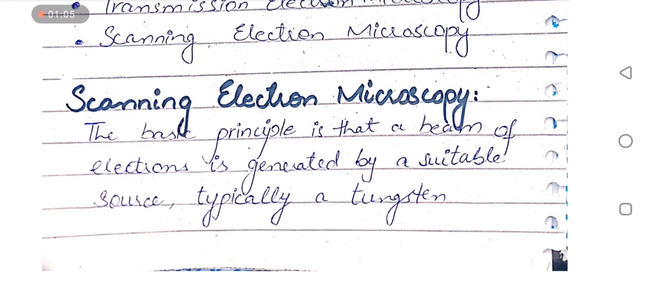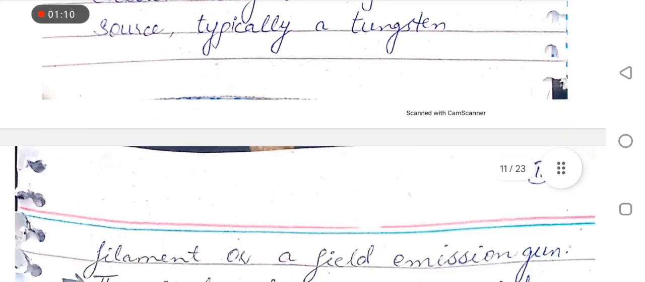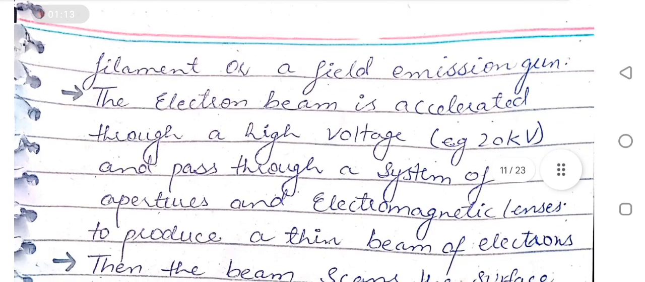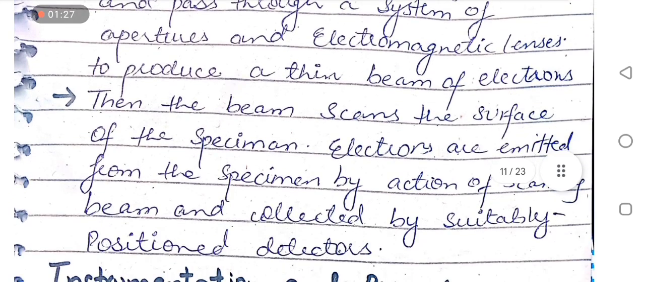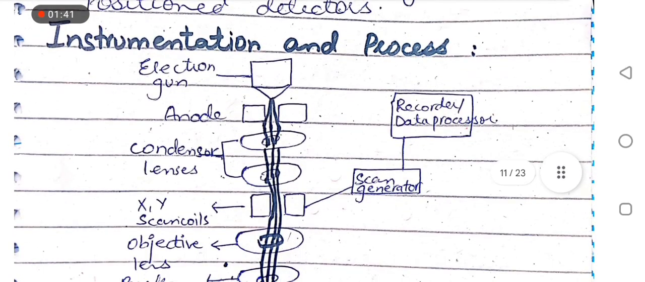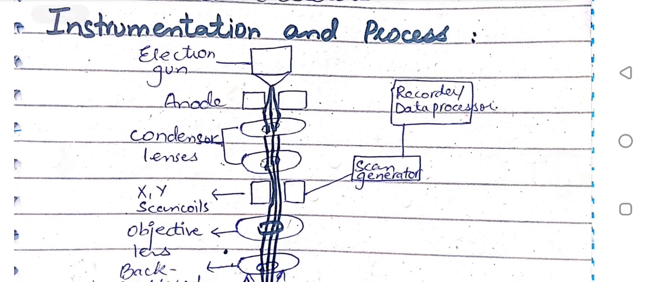The basic principle is that a beam of electrons is generated by a suitable source, typically a tungsten filament or a field emission gun. The electron beam is accelerated through a high voltage and passed through a system of apertures and electromagnetic lenses to produce a thin beam of electrons. Then that beam scans the surface of the specimen, meaning the sample. Electrons are emitted from the specimen by the action of the scanning beam and collected by suitably positioned detectors. This is the instrumentation for scanning electron microscopy.